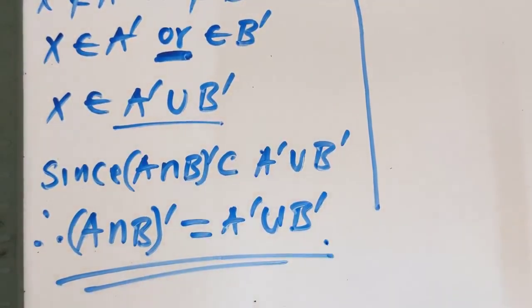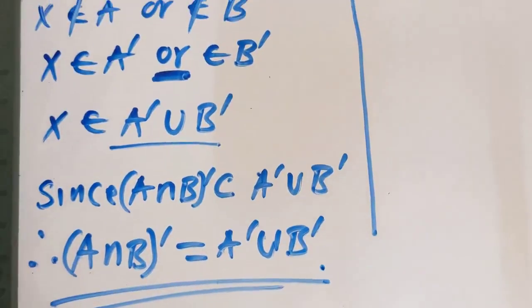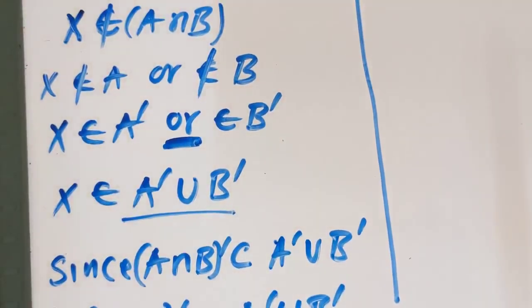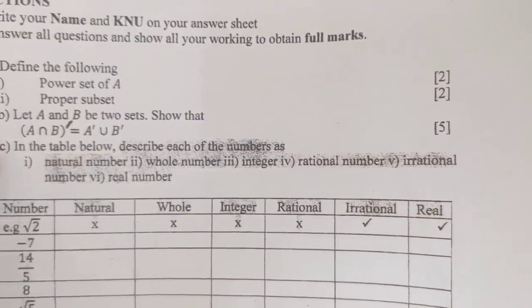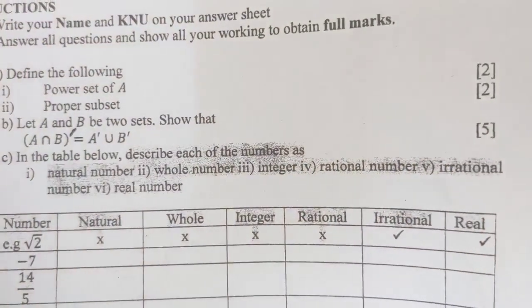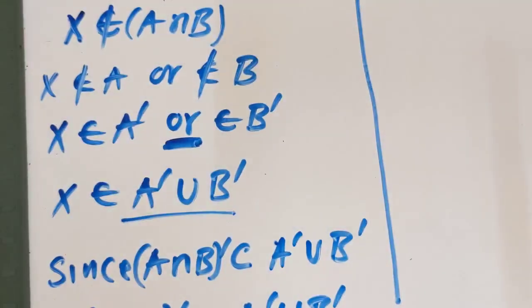I'm sure you are able to understand. So this is what you are supposed to write for you to get those marks, which were 5 marks. All right, so now I hope you've understood this question.